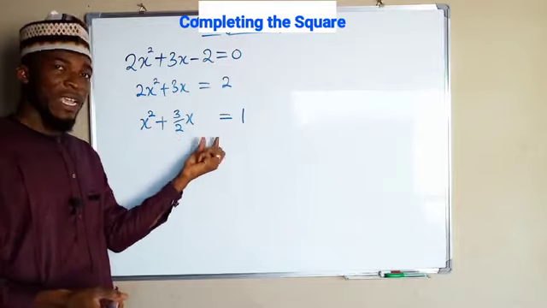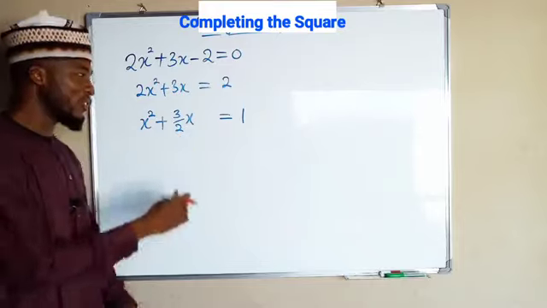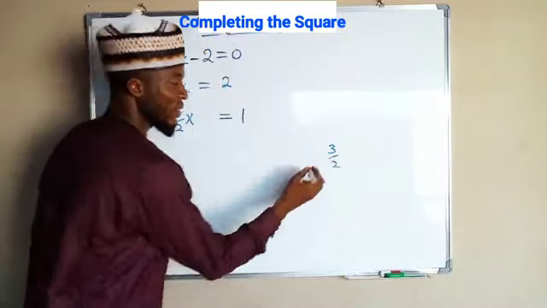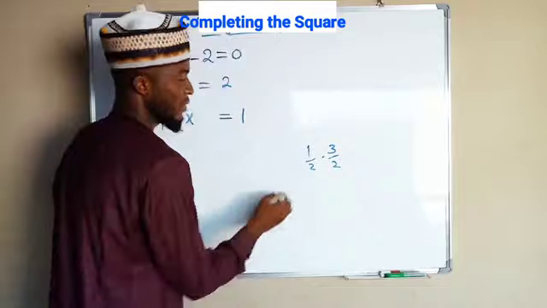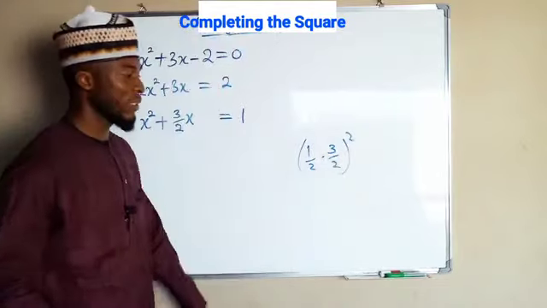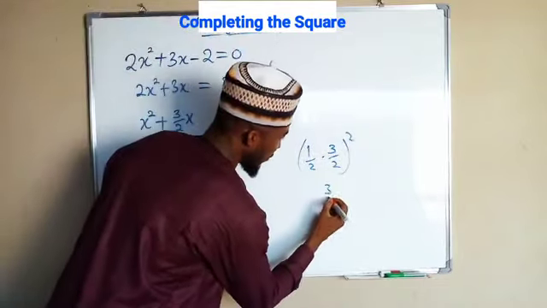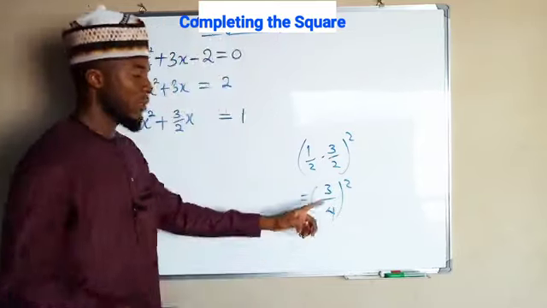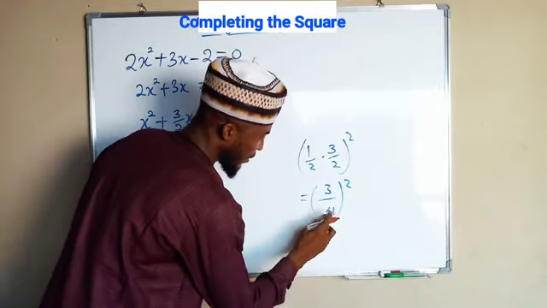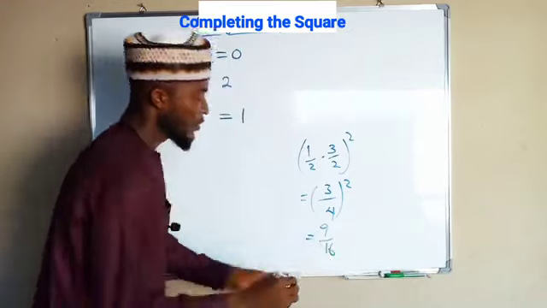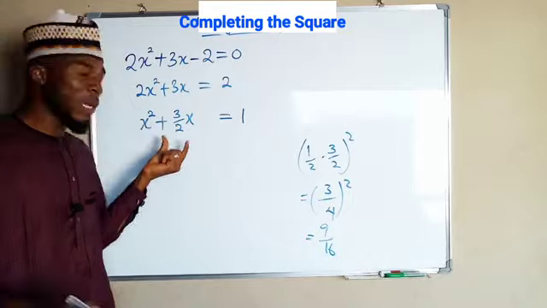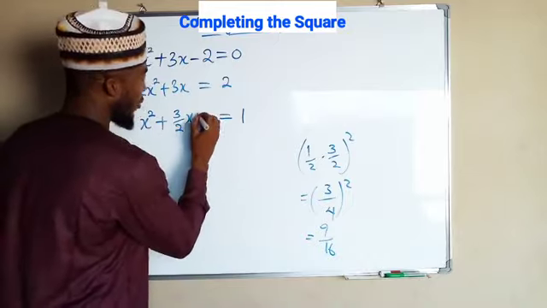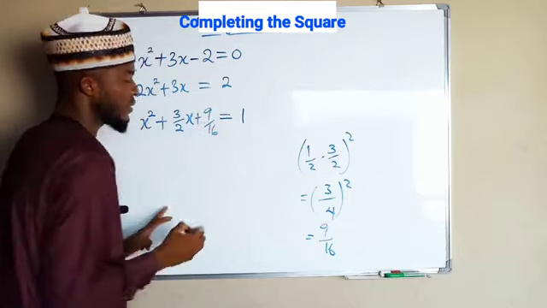What we are going to add here is the square of half of the coefficient of x. 3 over 2 is the coefficient of x. Half of it, squared. This time this is 3, this time this is 4, all squared. 3 squared is 9, 4 squared is 16. So we are going to add this term to these two terms in order to make it a perfect square quadratic function. So we have plus 9 over 16.